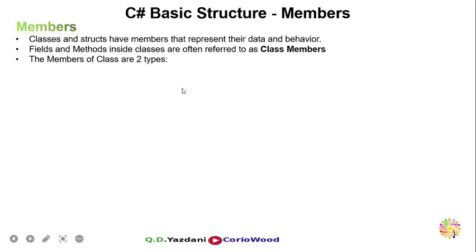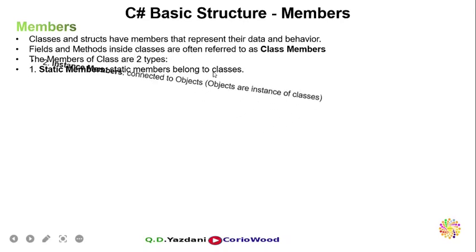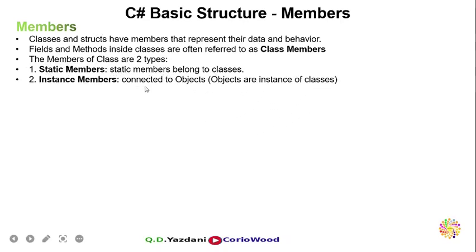So we have two types of class members. The first one is static members. What is a static member? Static members belong to the classes. That's the simplest explanation I can give you. And what are instance members? Instance members are connected to objects, and objects are instances of the classes.